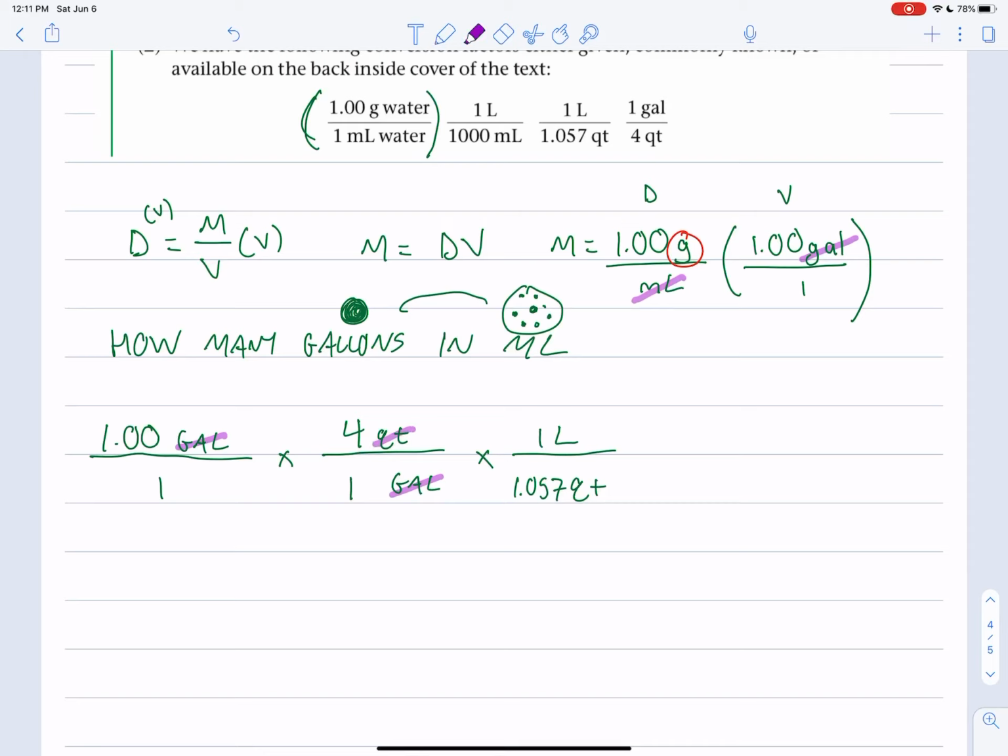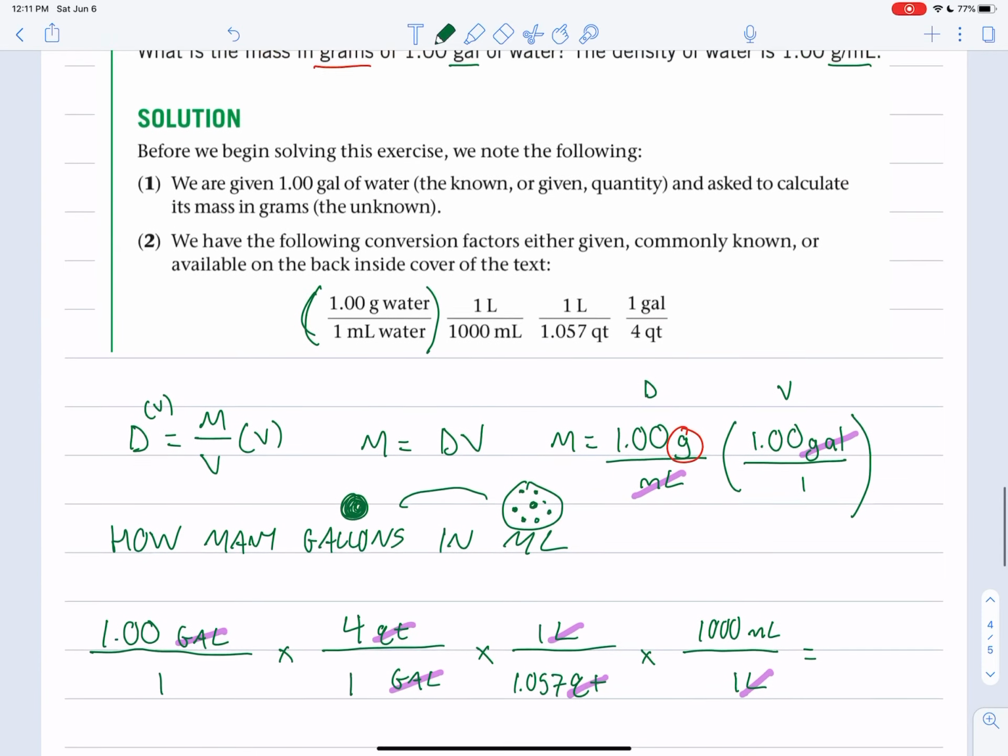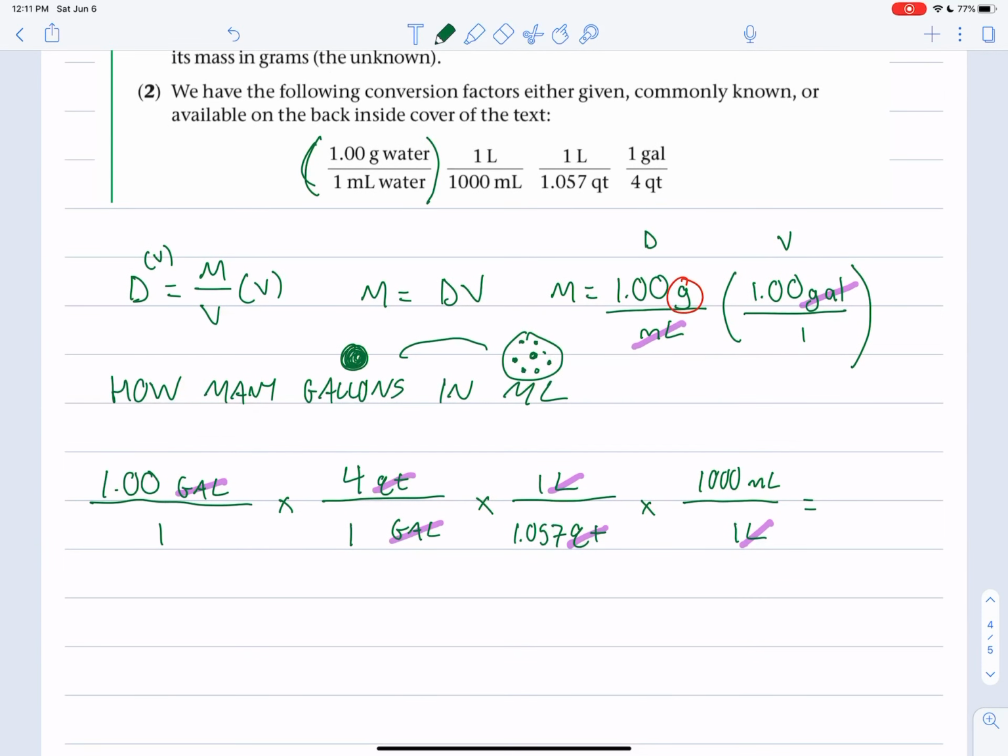Nice. Quarts are going to cancel. Looks like we need 1 more here. 1 liter equals 1,000 milliliters. So that's going to cancel. Awesome. So this whole little problem is going to convert gallons to milliliters. That's pretty cool. And then we should be able to plug that back into our original problem. So let's do this calculation.